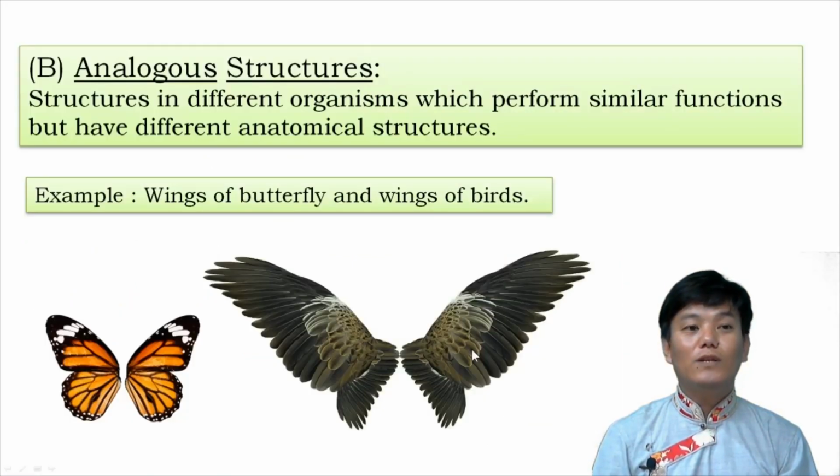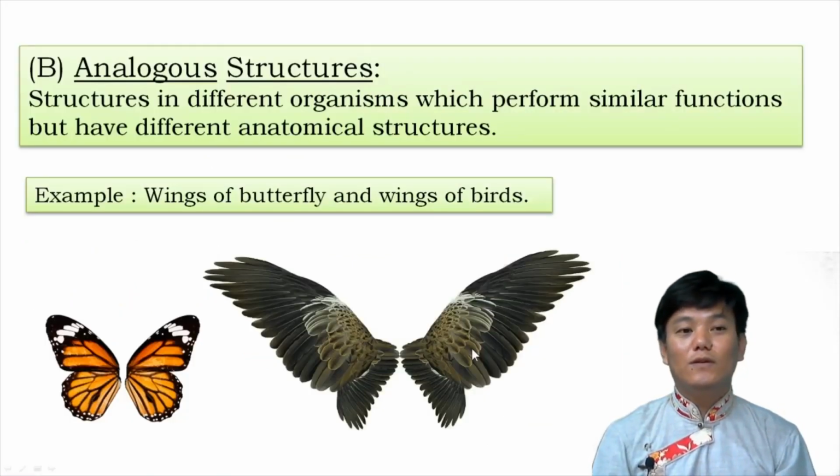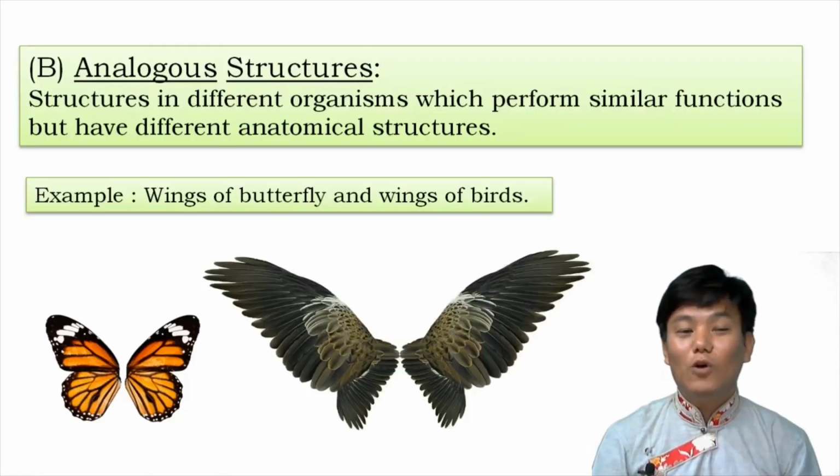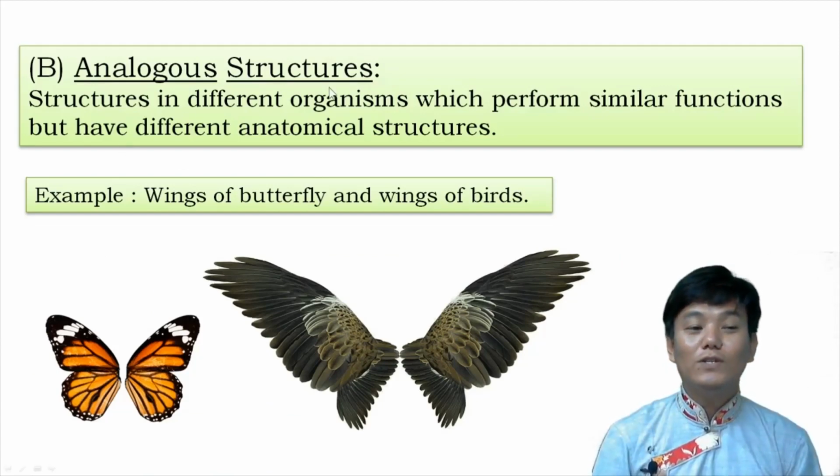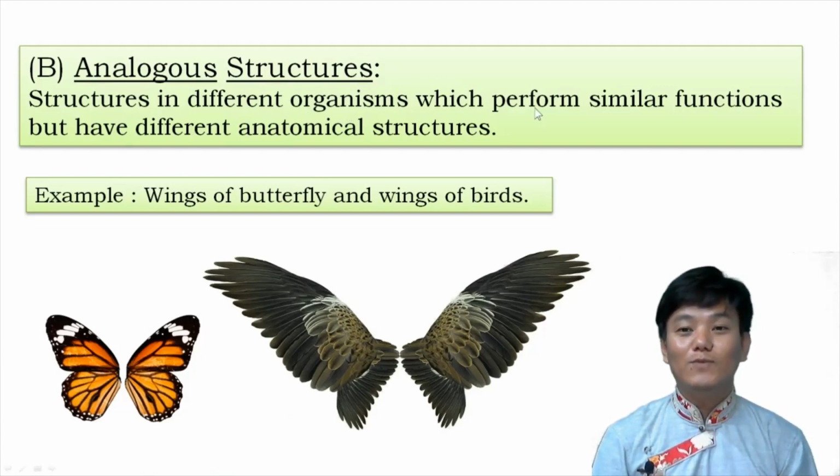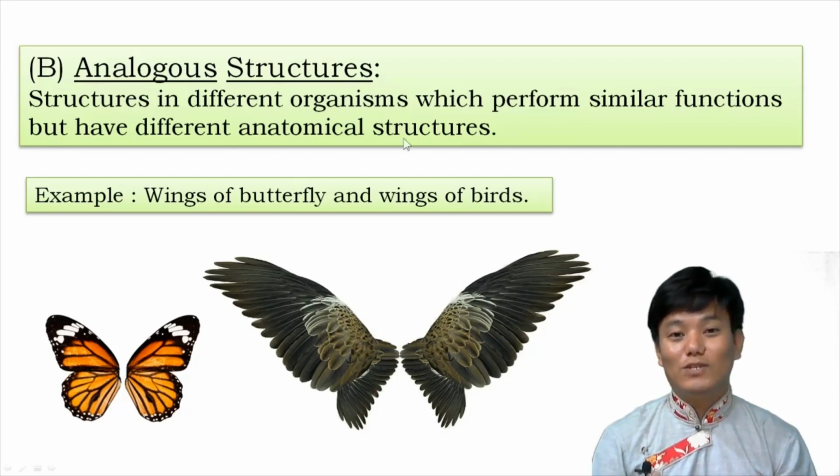The second one is the analogous structures. This is completely different from the homologous structures. Analogous structures are those structures in different organisms which perform similar functions but have different anatomical structures. So you have to remember the definitions of homologous structures and analogous structures. Don't confuse between the two. Analogous structures: structures in different organisms which perform similar functions but have different anatomical structures.